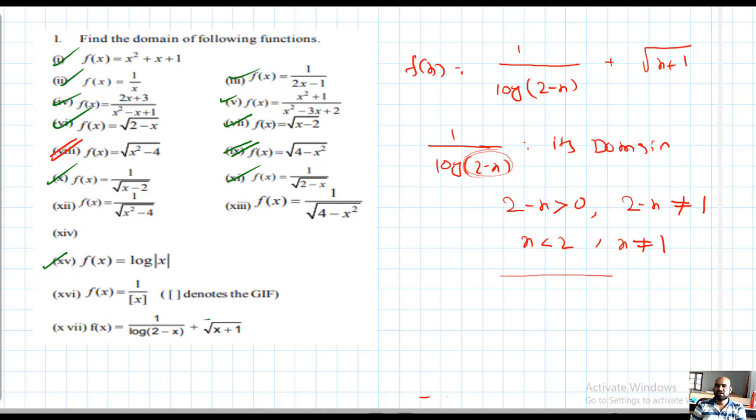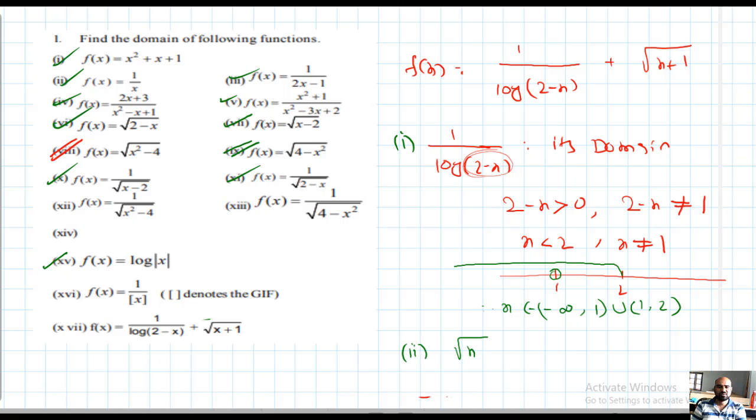So, what happened? Take a number line: here 1, here 2. x less than 2 and not equal to 1. What is the meaning of that? x belongs to minus infinity to 1 union 1 to 2. This is the domain for the first function. Next, I want to find the domain for the second function. This is the first one, I can write. This is the second one. What is that? Root over x plus 1.